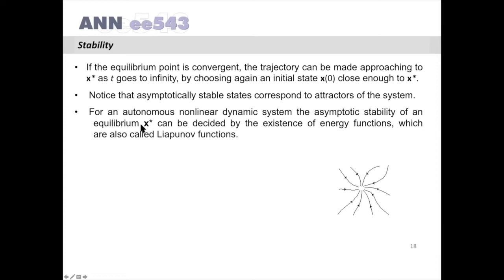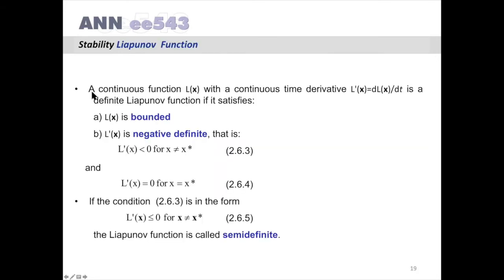For an autonomous nonlinear dynamic system, the asymptotic stability of an equilibrium X star can be decided by the existence of energy functions, which are also called Lyapunov functions. A continuous function L(x), which is a scalar function on xt an element of Rn, with a continuous time derivative, L prime of x is less than 0 for x not equal to X star, and L prime of x is 0 for x equal to X star.